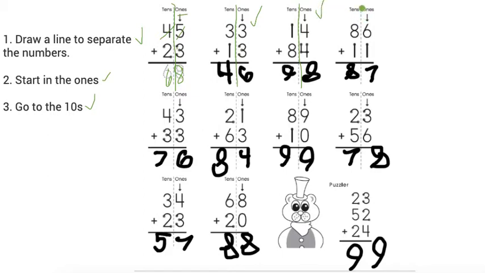98. Separate by place value. 6 plus 1 is 7. 8 plus 1 is 9. So it's 97. Separate by place value. 3 plus 3 is 6. 4 plus 3 is 7. Nice job. Separate by place value. 1 plus 3 is 4. 2 plus 6 is 8. Separate by place value. That one's right too.